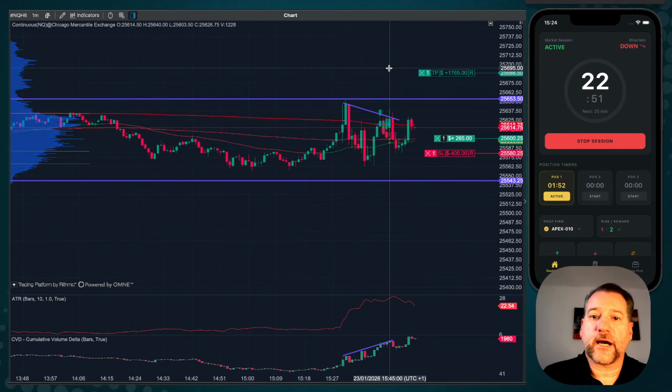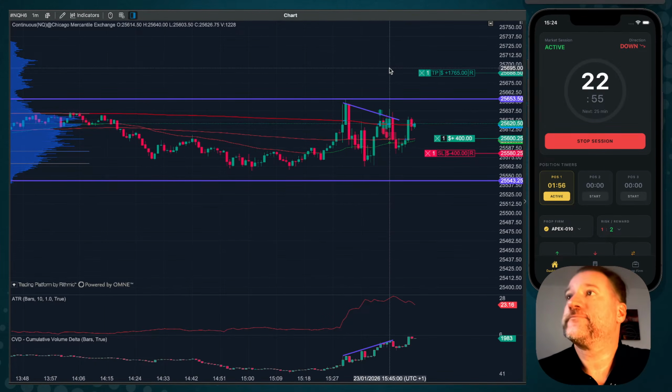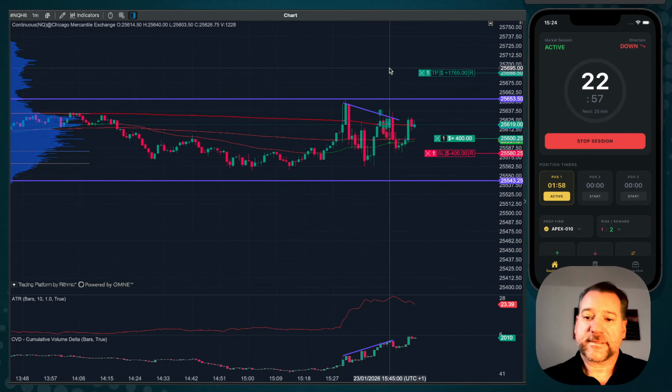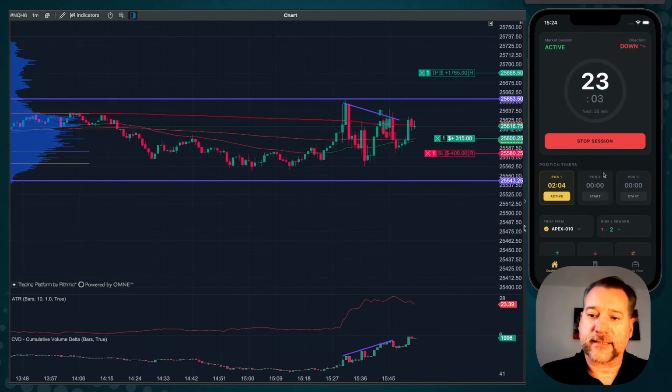So I'm in a trade now. For how many minutes am I in the trade? Almost 2 minutes. That's very clearly seen in the app. So if I open a new position, I will open this one too. I will click here, start. So simple, so simple.